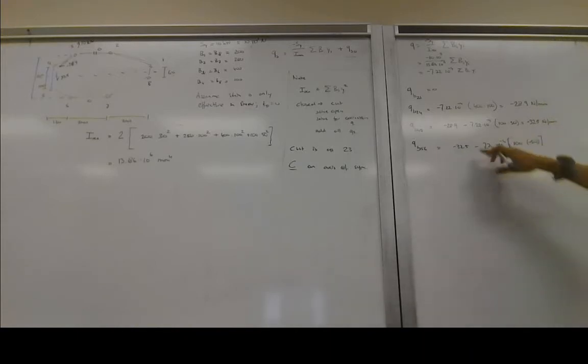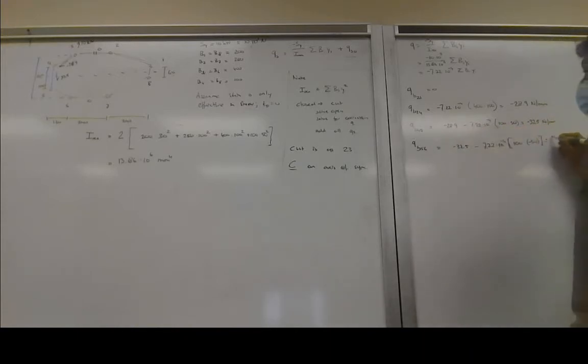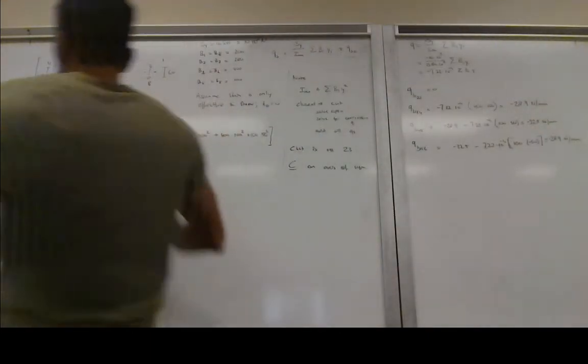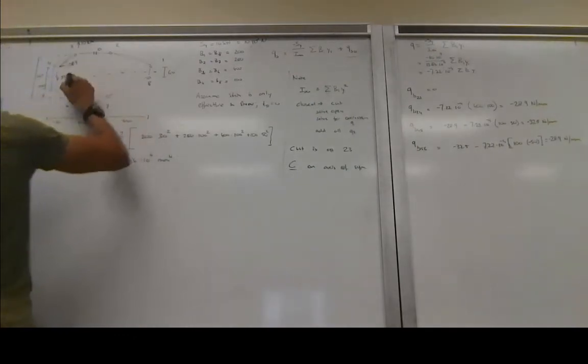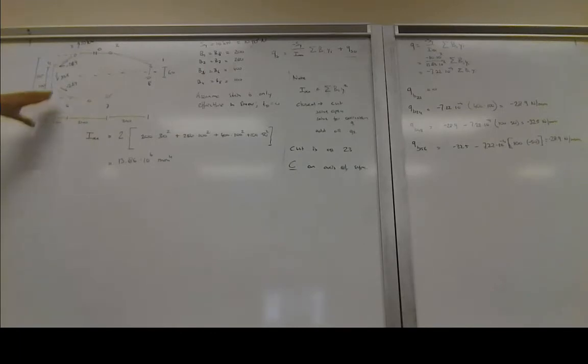So basically, you end up again with negative 28.9 Newton millimeter. So here, negative 28.9. Did we have to do this? No, because we can assume symmetry and immediately know that 3,4 is equal to 5,6.